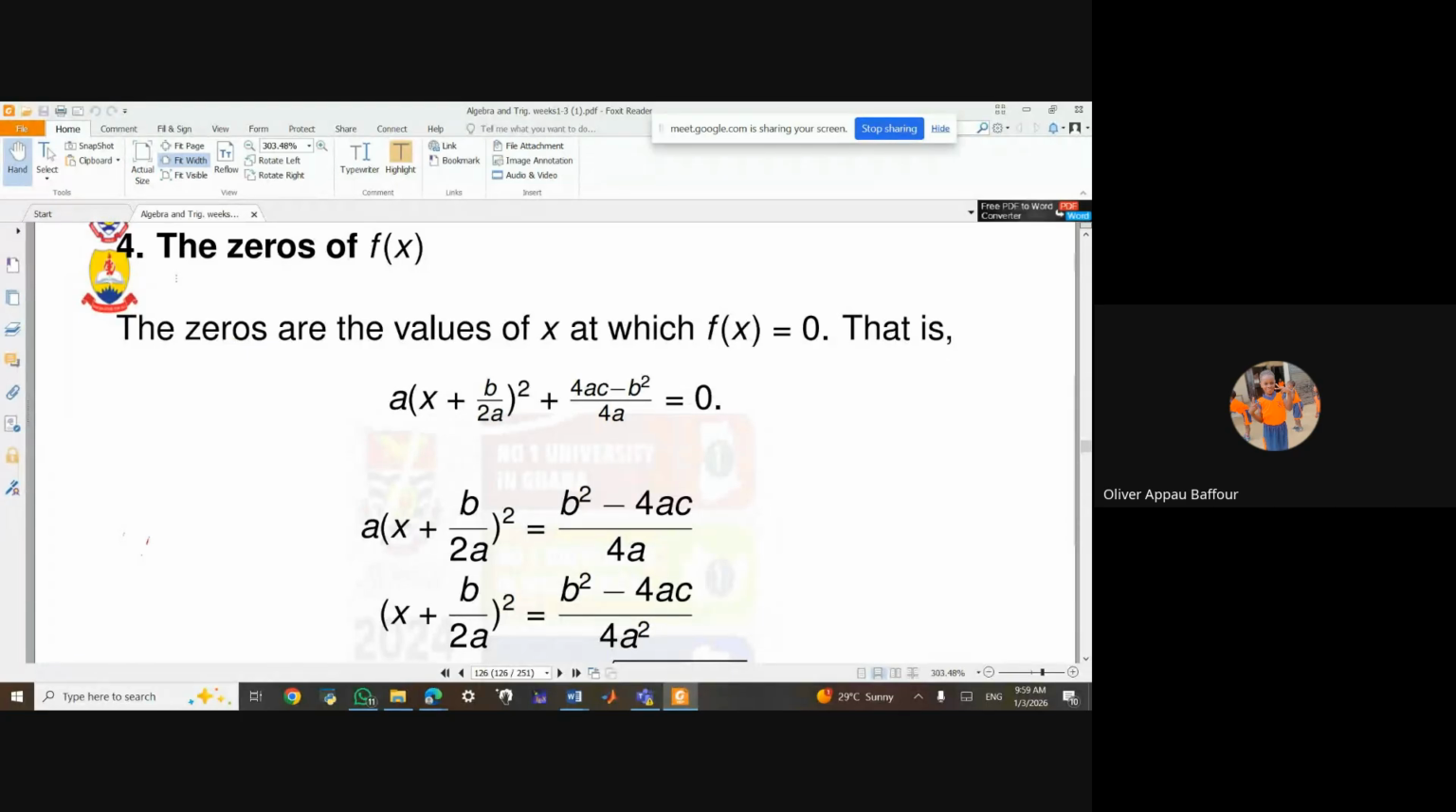Can you say the root? The zeros or the root? Root, okay. Yeah, it's the same as the root. So the zero, the root, or the s-intercept, y, so this is equal to 0. Y is equal to 0.